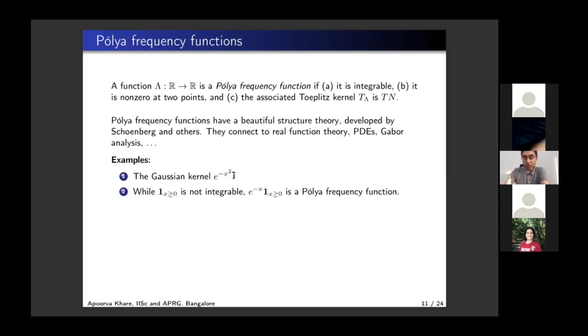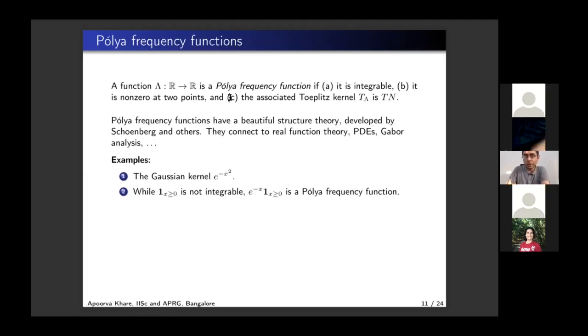Examples. As I said, the Gaussian kernel is integrable, is totally non-negative from the previous slide, and it's clearly non-zero everywhere. The function that I told you on the last slide, the Heaviside function, is not integrable. But if you multiply by e to the minus x, then this is literally the density function of the exponential random variable. So this is indeed integrable.